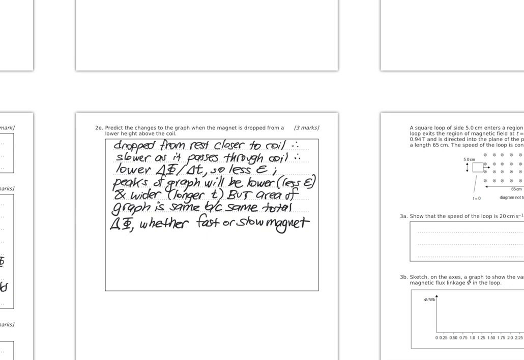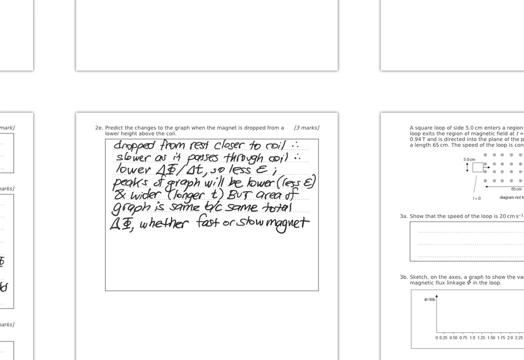But anyway, this question says, what would happen if you drop the magnet from a lower height above the coil? If you're closer to the coil, then it's going to be slower as it passes through the coil. And like I just said, the speed of the magnet affects the rate of change of flux. If you have a lower speed, you have a lower rate of change of flux, and so there's less EMF that's created. If you have less EMF created, then the peaks of the graph are going to be shorter because you're getting less EMF. But since it's slower, it's going to be spread out over greater time. So the peaks will be shorter, but the bases of the peaks will be wider. They'll be more spread out.